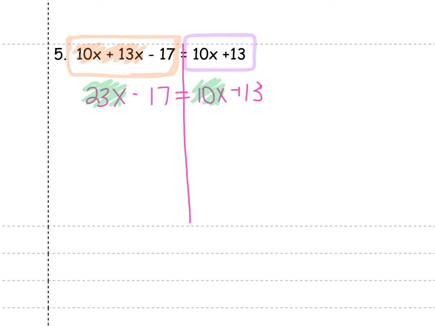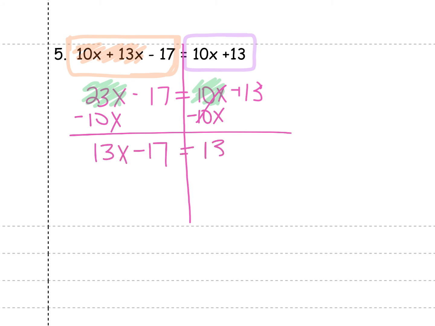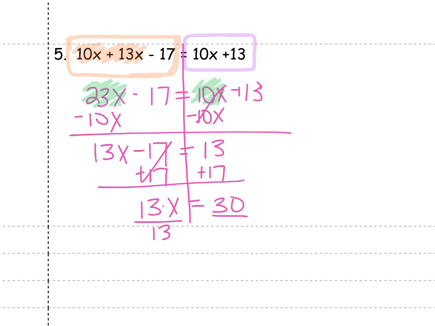So if I was going to finish this problem, I would have subtracted 10x on both sides. So I hope you did the same. And I would have got 13x minus 17 equals 13. Then it's just a two-step problem. Undo the subtracting. So we're going to add 17 to both sides and get 13x equals 30. And then we're going to divide by 13. And we get x equals, well, that's not a nice number. I'm going to just leave it 30 over 13.